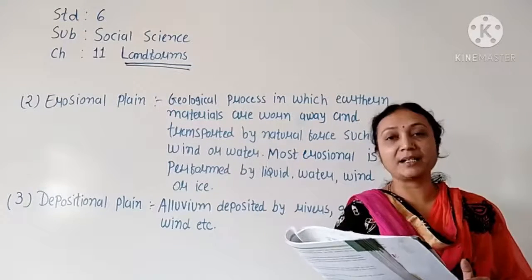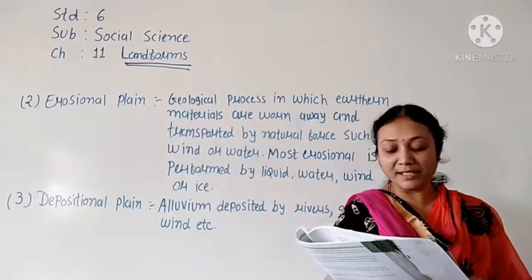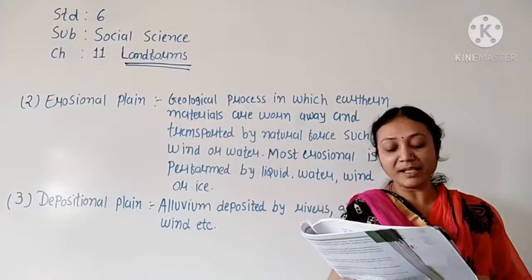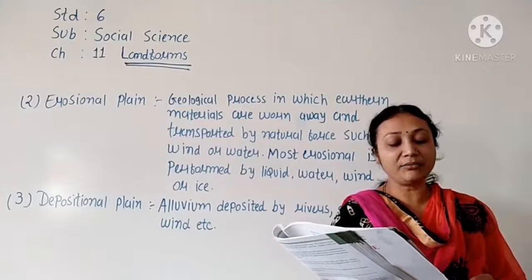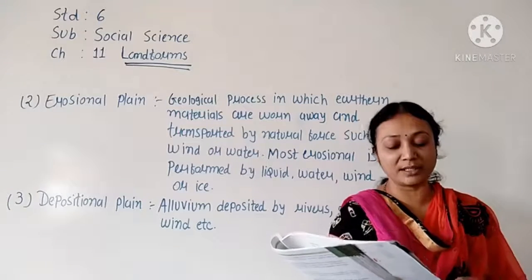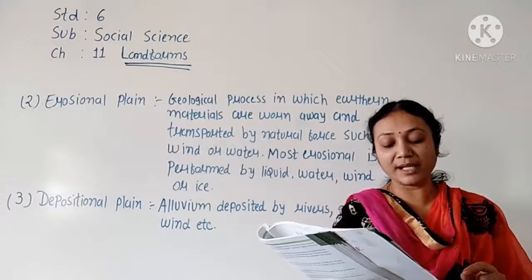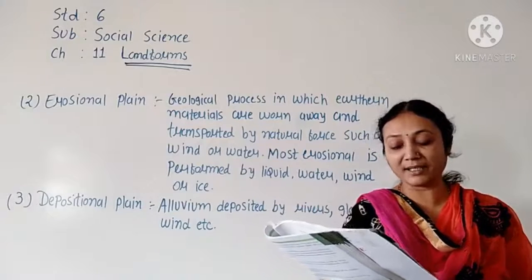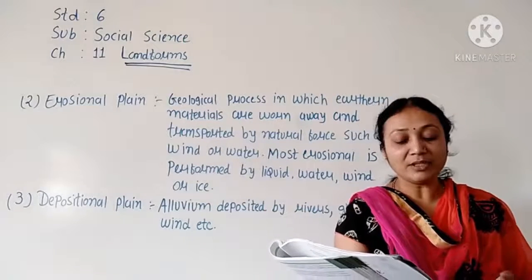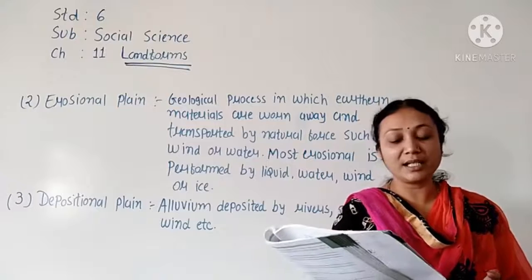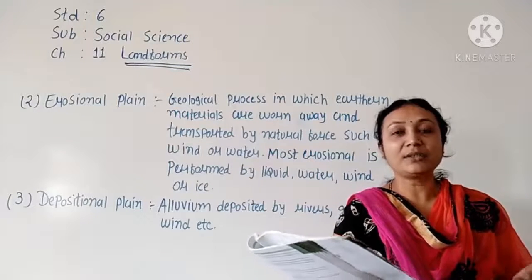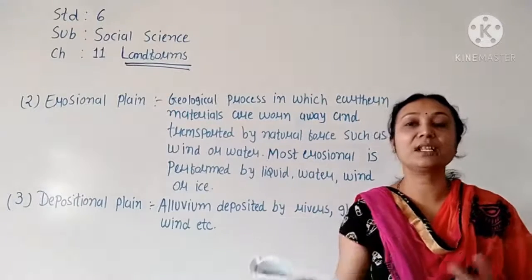The plains of Canada and western Siberia, which are very famous, are formed because of erosion. Plains built by erosion are also known as erosional plains. So here we understand what erosional plains are. Now the next one is depositional plains.